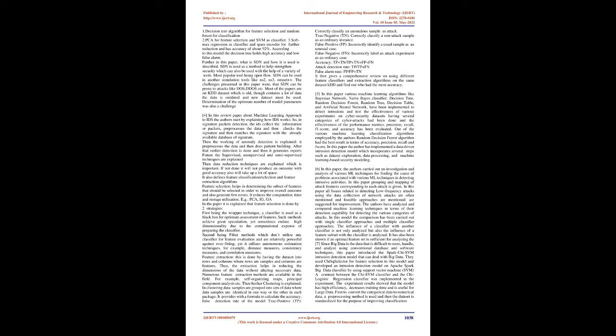True positive, TP: correctly classify an anomalous sample as attack. True negative, TN: correctly classify a non-attack sample as an ordinary instance. False positive, FP: incorrectly identify a usual sample as an unusual case. False negative, FN: incorrectly label an attack sample as an ordinary case. It then gives a comprehensive review on using different feature classifiers and extraction algorithms on the same dataset, KDD, and finds out which had the most accuracy.